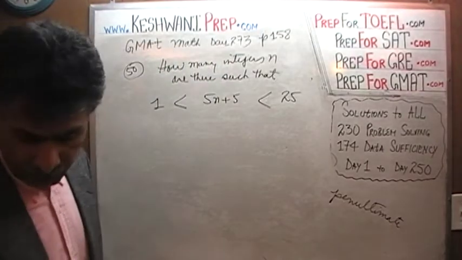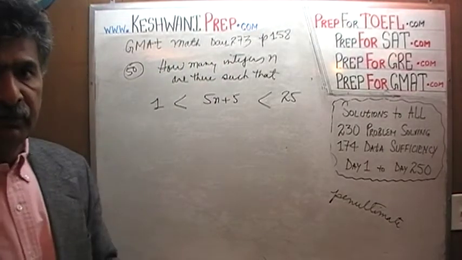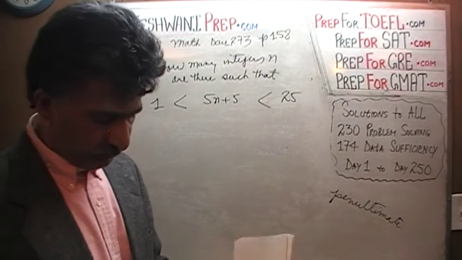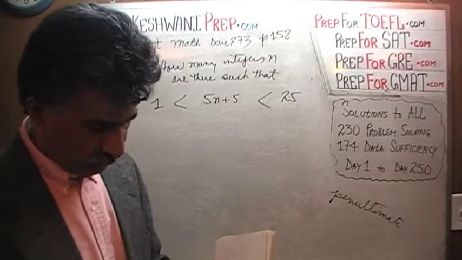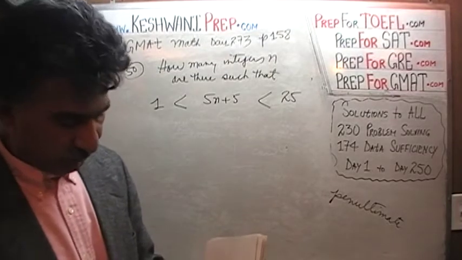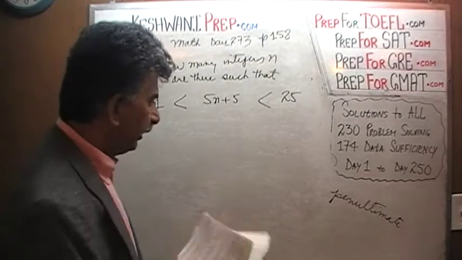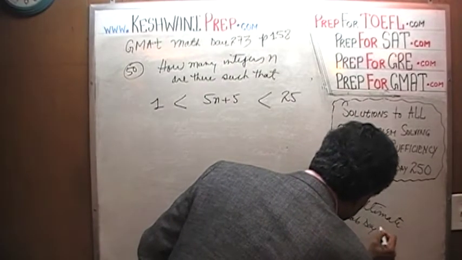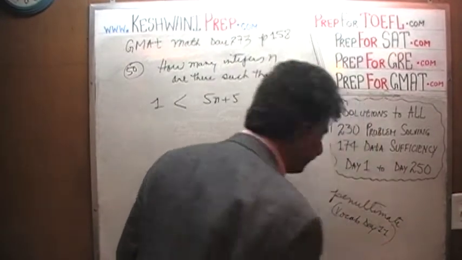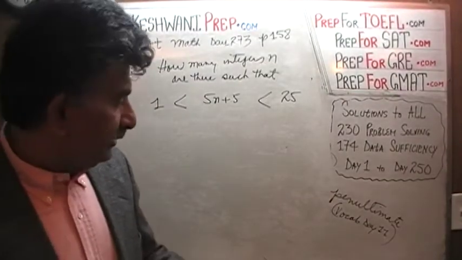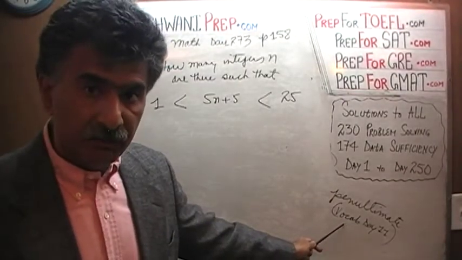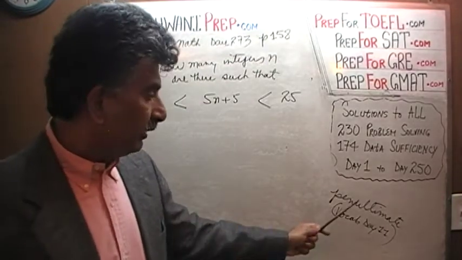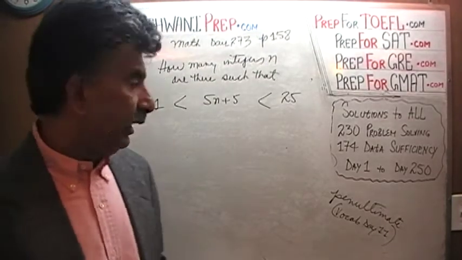By the way, what does penultimate mean? Penultimate is just a very fancy way of saying second to the last, of course. We learned this word in our vocabulary lesson a long time ago, on day number 11. For those of you interested in improving your vocabulary, just type in GMAT vocabulary words, day 11, and you will find the video where we learned the word penultimate, which simply means second to the last.